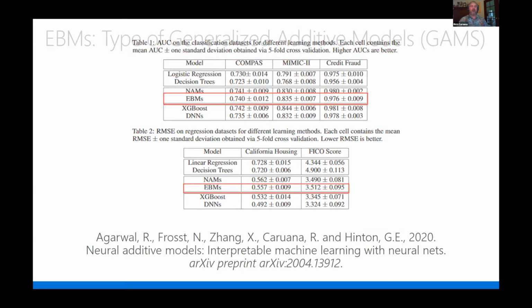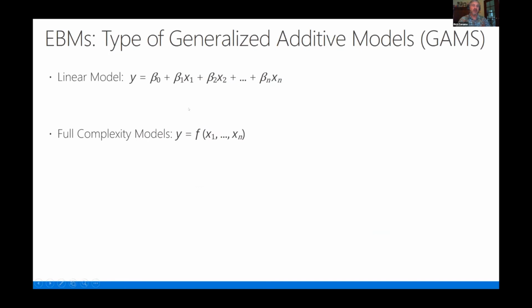Okay, let me explain what these EBMs are. They're a form of generalized additive model, okay? Now, let me just lay out the space here. So here's very simple models. This is an additive model, a linear model. It's a weight times a feature plus a weight times a feature.